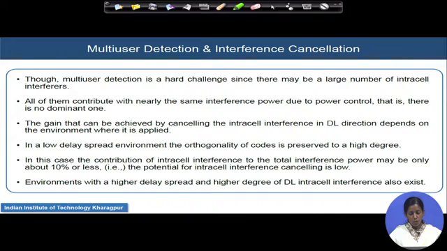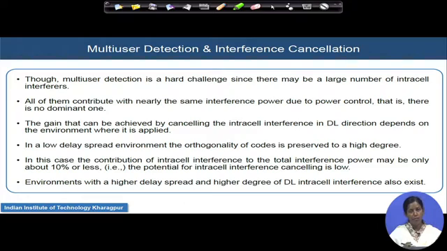But on top of that, all the users are transmitting with a power control mechanism. So, we can understand that none of the interferences are exceeding compared to the others. So, almost the same level of interference power approximately you are receiving at the receiver or at the base station. And so, the gain that can be achieved by cancelling the intra-cell interference in the downlink direction basically depends on which environment it is applied in.